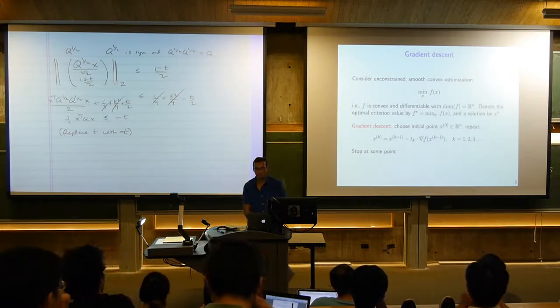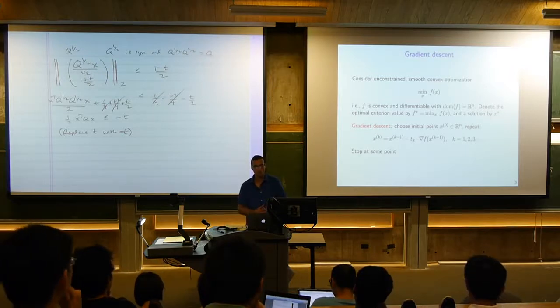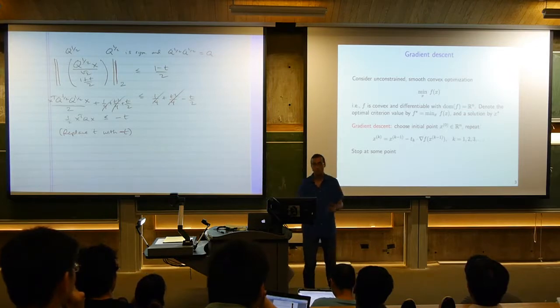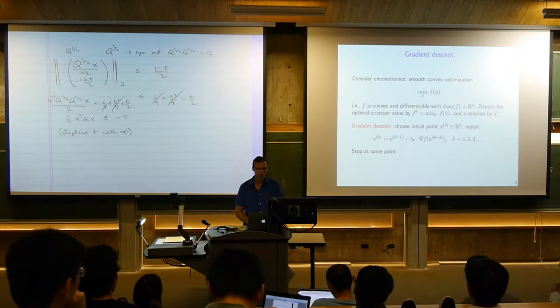And next time, we will talk about what happens when our functions aren't smooth. And then we'll talk about what happens when we have constraints, and then the combination of non-smooth with constraints. But today, we're just going to focus on constraints and smooth optimization.